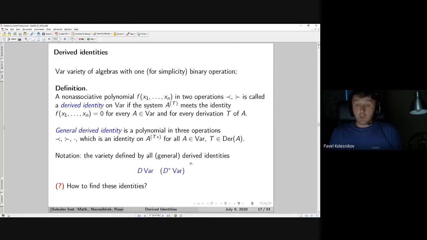And the main problem of my talk, the topic of my talk, is to say how to find those derived identities and general derived identities. The solution is not very hard, but curious in some sense. So the main topic is how to find the derived identities and general derived identities.